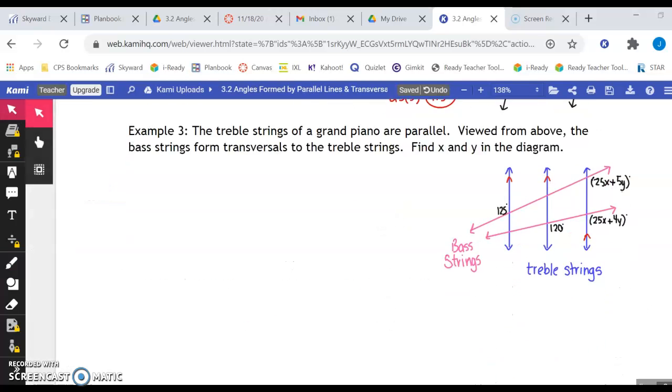And then our last example here says the treble strings of a grand piano are parallel. And those are indicated here by the blue lines. Viewed from above, the bass strings form transversals to the treble strings. So the bass strings are the pink, and they are cutting through the parallel treble strings. Find x and y in our diagram.